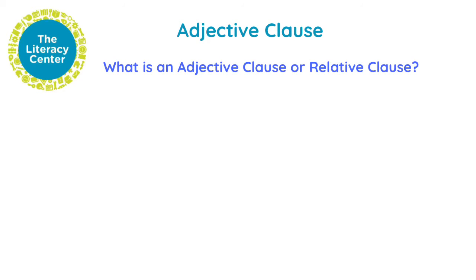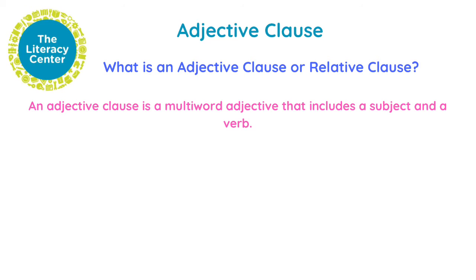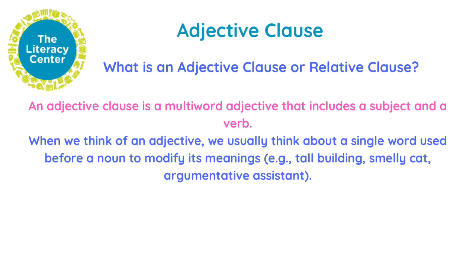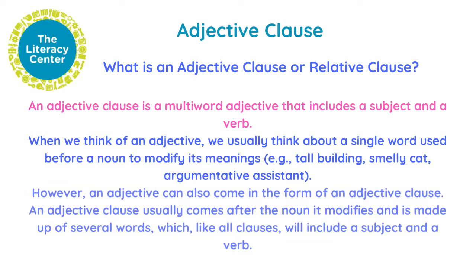So what is an adjective clause or relative clause? An adjective clause is a multi-word adjective that includes a subject and a verb. When we think of an adjective, we usually think about a single word used before a noun to modify its meaning. For example, tall building, smelly cat, argumentative assistant. However, an adjective can also come in the form of an adjective clause.